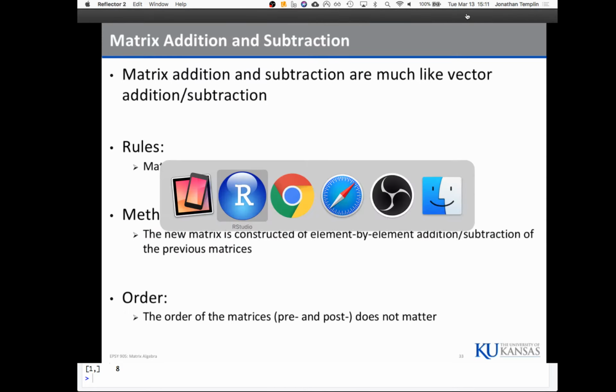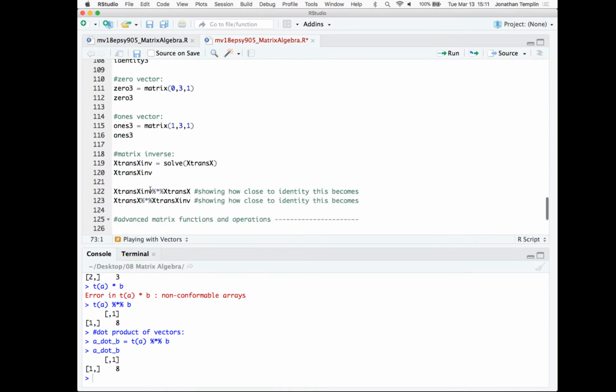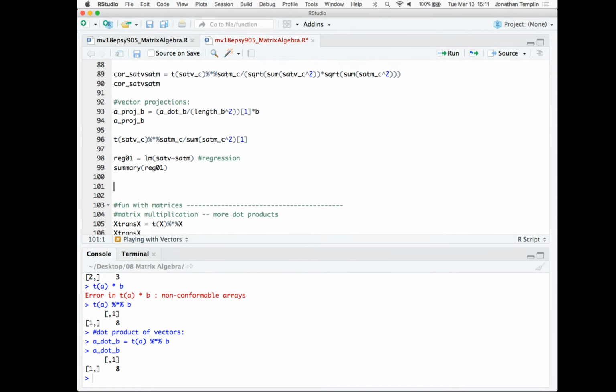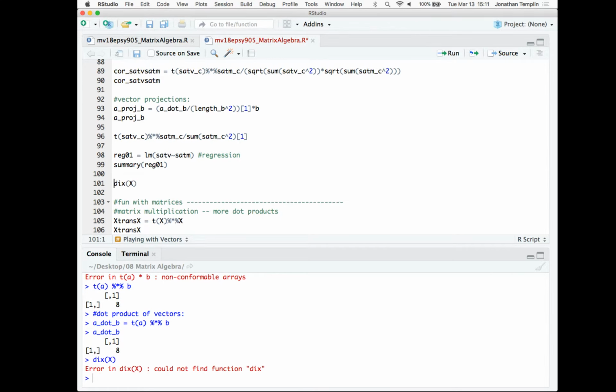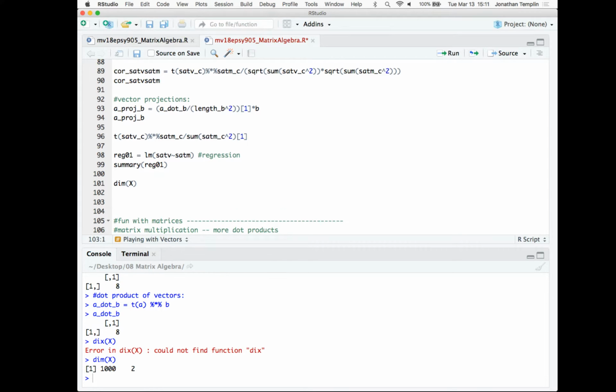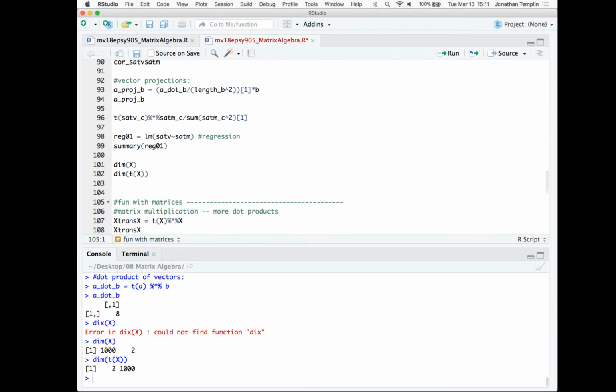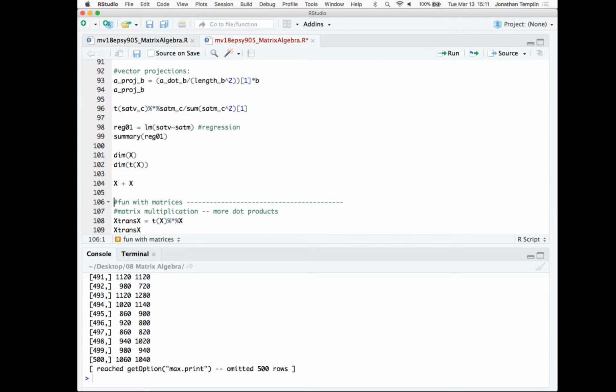If we go back to our example, the size of X is 1,000 by 2. And we also know that the size of the transpose of X is 2 by 1,000. So if I wanted to take X and add it to X, I would get a result. But if I added X to the transpose of X, it would tell me non-conformable arrays.